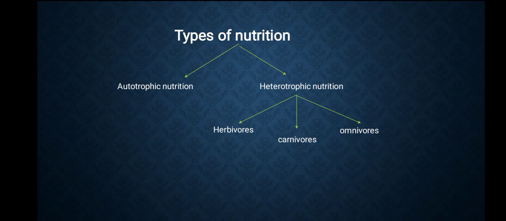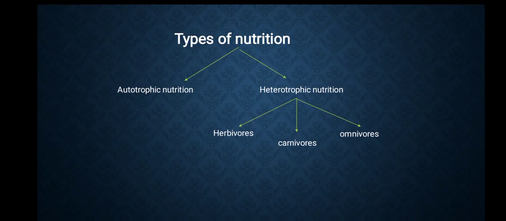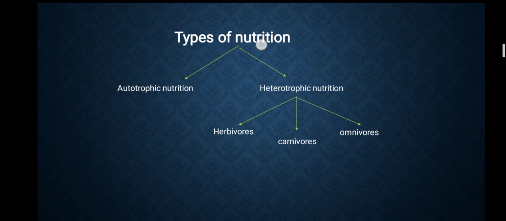Now the next one is heterotrophic nutrition. Animals, non-green plants and most other organisms take in ready-made food prepared by the plant. They are called heterotrophs. Hetero means others. They do not prepare their own food by themselves. Others prepare their food for them. Now students, everyone understood till now, right? Yes, ma'am.